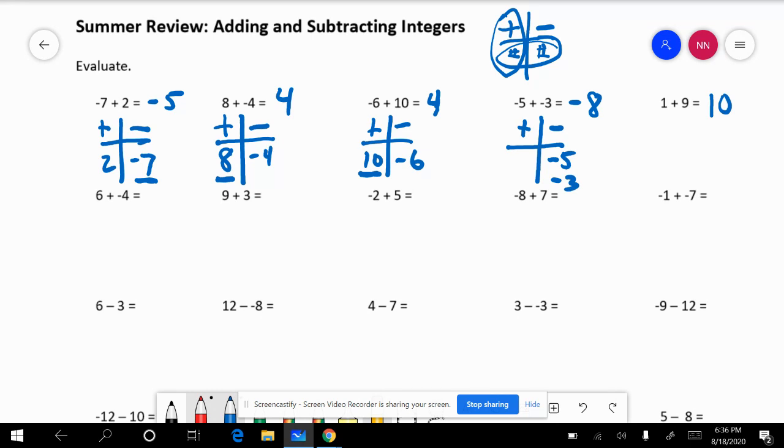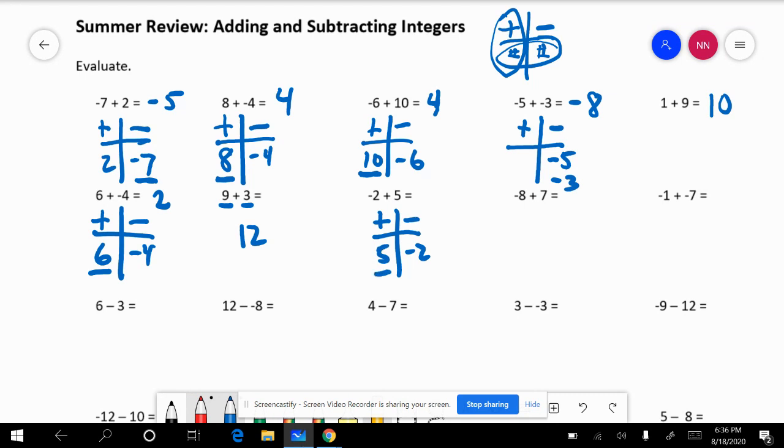So let's look at our answers. Once again, I'm going to be using the chart. You don't have to use the chart. I have a 6 and a -4. Different sides. The larger one is positive, so I know it's going to be a 2. I'm hoping you know that 9 plus 3 gives us a 12. Here I have a -2. I have a 5. They're on different sides, so I subtract. The larger one being positive, so I know that it's a +3.